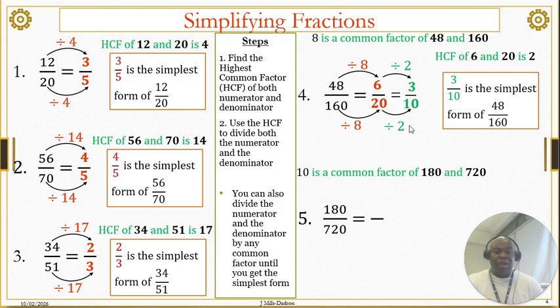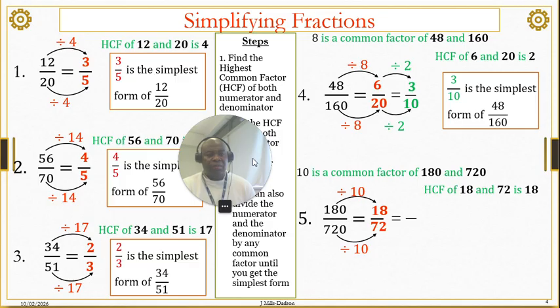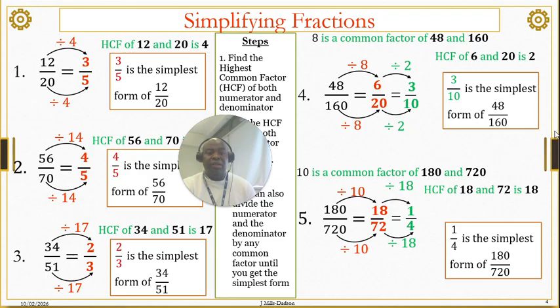Now the final one, we can see that both can be divided by 10. So we start dividing 180 and 720 by 10. So that will give us 18 over 72. Then we look at 18 and 72. We can see that they can both be divided by 18. So we divide 18 and 72 by 18, and that will give us 1 over 4. So if you work out the highest common factor of 180 and 720, 180 will be the highest common factor, and that will also give you 1 over 4. So 1 over 4 is the simplest form of 180 over 720.